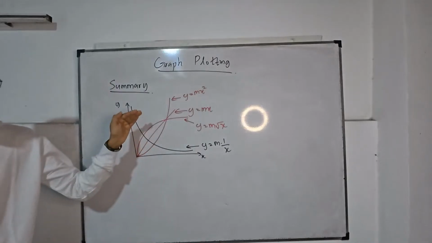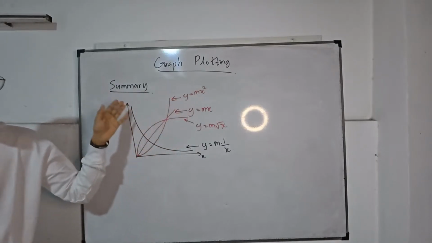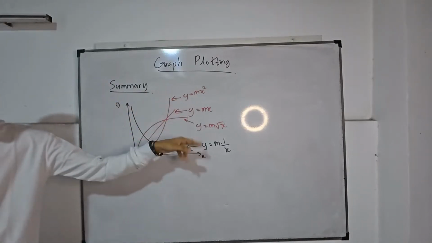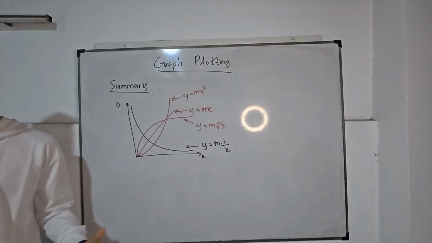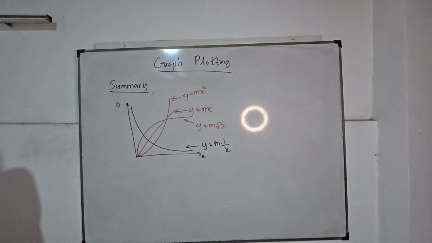If you plot y equals mx squared, m root x, and m over x on the same graph, this is how it looks. Take it down quickly.